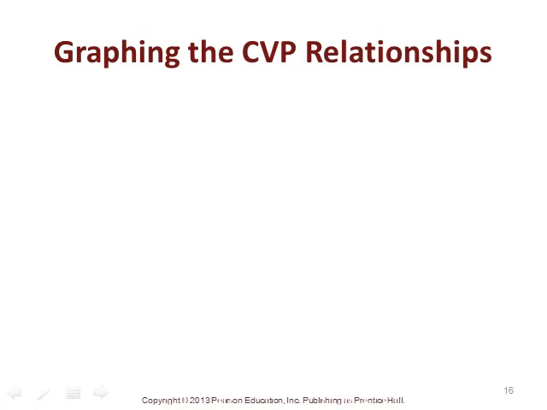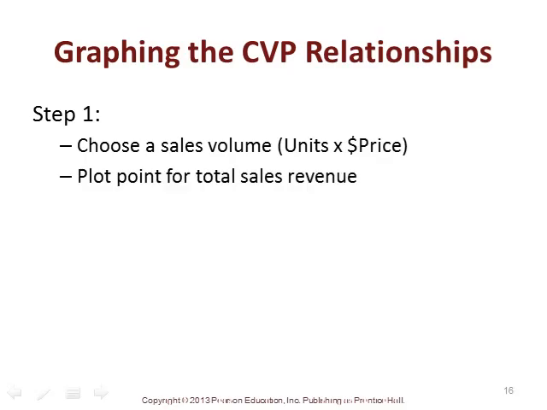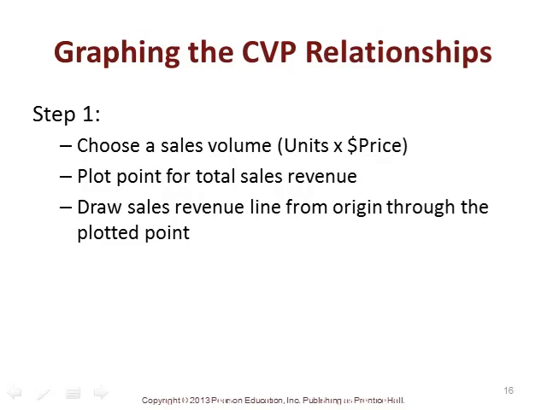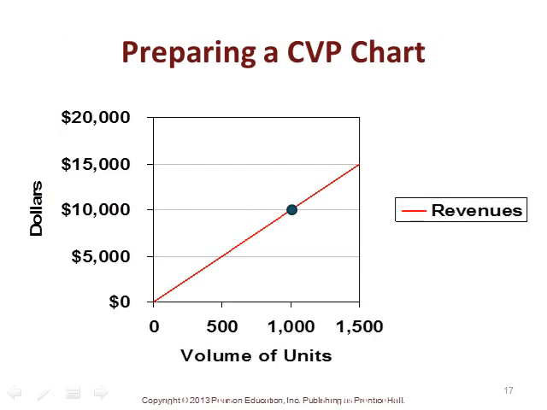So now we want to graph these relationships that we have. The first step is that we choose a sales volume. Then we plot a point for the total sales revenue, and then we draw a sales line from the origin through the plotted point. And so you can see here we've said, well, if we sell 1,000 units, and we multiply that, in this case, we're talking $100 per unit, then we would end up at $10,000 in revenue.